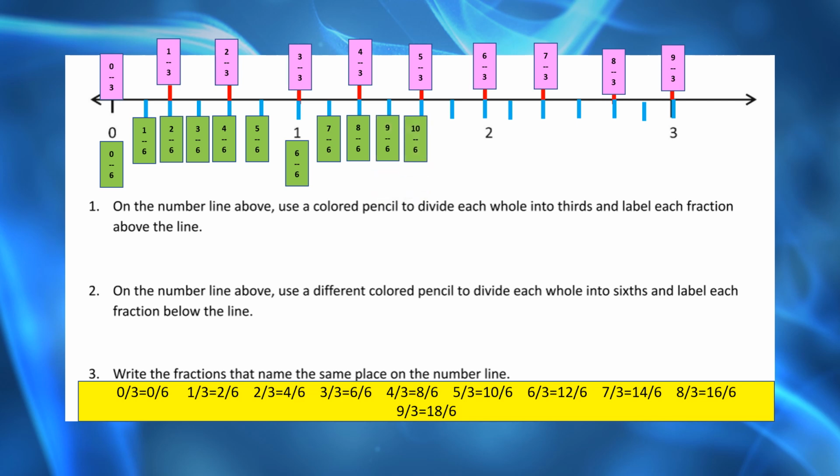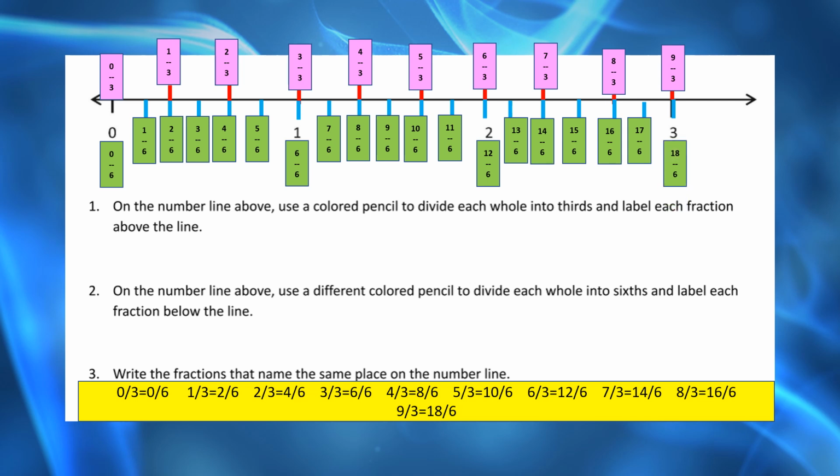The ninth line is 9/6. The 10th line is 10/6. The 11th line is 11/6. The 12th line is 12/6. The 13th line is 13/6. The 14th line is 14/6. The 15th line is 15/6. The 16th line is 16/6. The 17th line is 17/6. And the 18th line is 18/6. Now, we've completed everything we were supposed to complete for number 2.